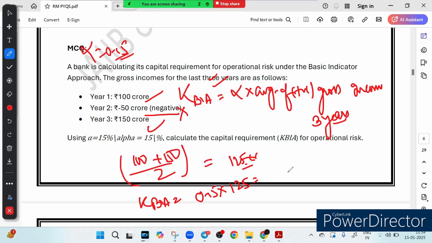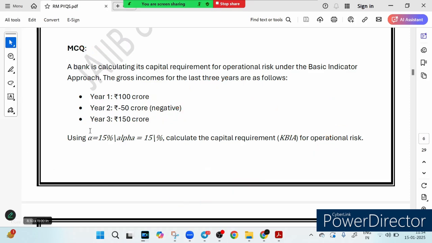So this will be how much? 0.15 multiplied by 125. This will be 37.5 crore. Calculate it, you will get 37.5 crore. Right? Capital requirement 37.5 crore. Let's see the options that we have. What are the options? First option says 30 crore.